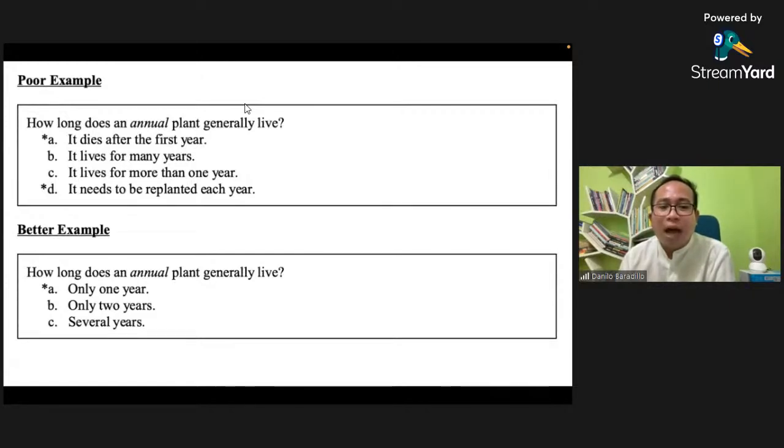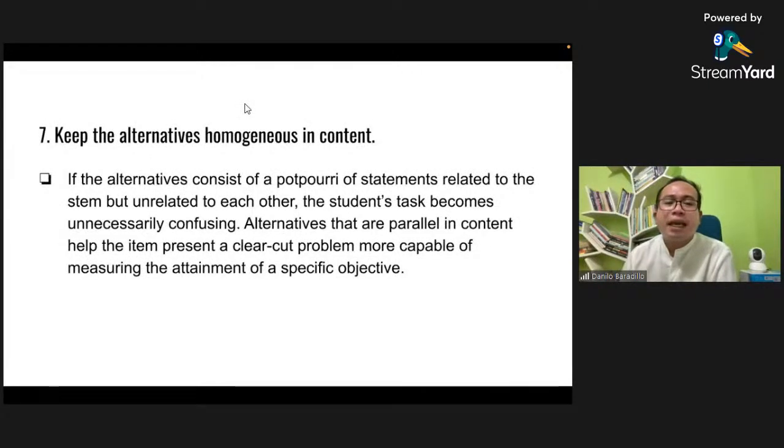So how long does an annual plant generally live? Your choices or alternatives should be only 1 year, only 2 years, and then several years. So it is not overlapping. Okay. Keep the alternatives homogeneous in content.